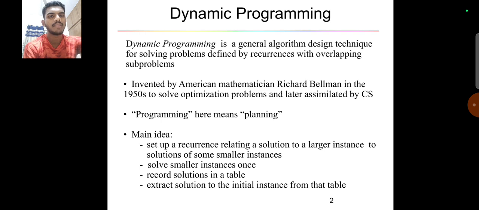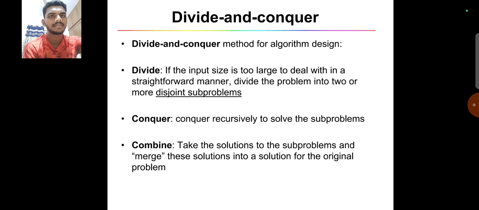Programming here means planning. Main idea: set up a recurrence relating a solution to a larger instance to solutions of some smaller instances. Solve smaller instances once. Record solutions in a table. Extract the solution to the initial instance from the table.